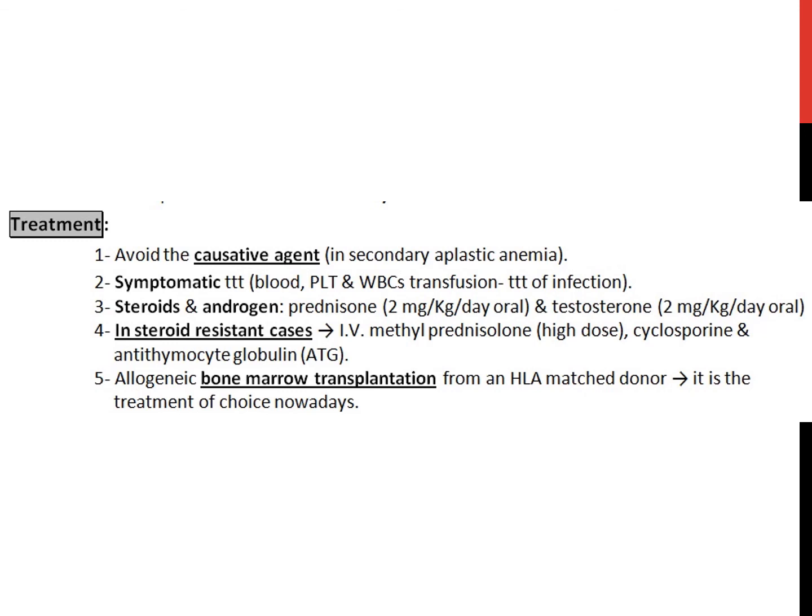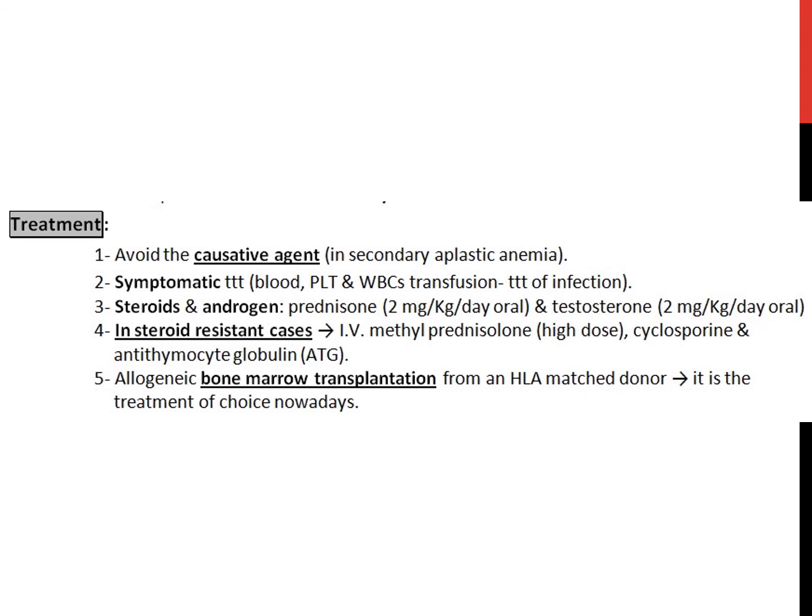So we have to avoid exposure to the causative agent in cases of secondary aplastic anemia. We have to give symptomatic treatment like giving the patient blood transfusion, platelet transfusion, white blood cell transfusion, and so on, antibiotics. And for patients with Fanconi anemia, we have to go for the steroids and androgen. And for steroid-resistant cases, sometimes we give methylprednisolone. We have to give cyclosporin, anti-T lymphocyte, or we call it anti-thymocyte globulin, because this is in idiopathic aplastic anemia patients. We don't have a cause, so we have to deal with them as immune regulation.